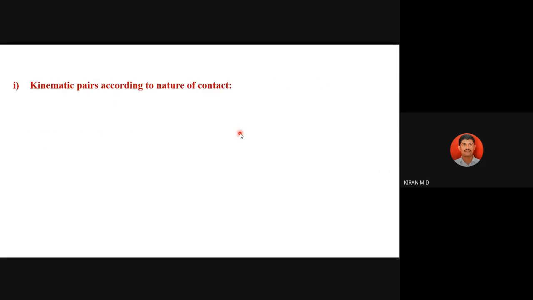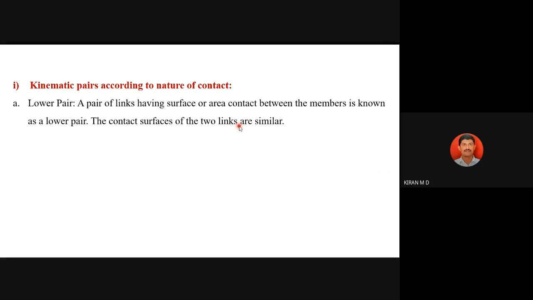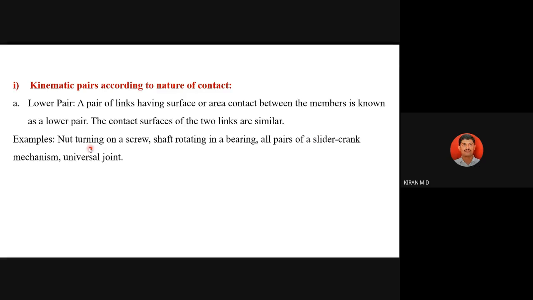Okay, the first one, kinematic pairs according to nature of contact. First is the lower pair. A pair having surface or area contact between the members is known as a lower pair. The contact surfaces of the two links are similar. Okay. For example, a nut turning on a screw, a shaft rotating in a bearing, all pairs in a slider crank mechanism, a universal joint, which have surface contact or area contact. That we are going to call the lower pair.